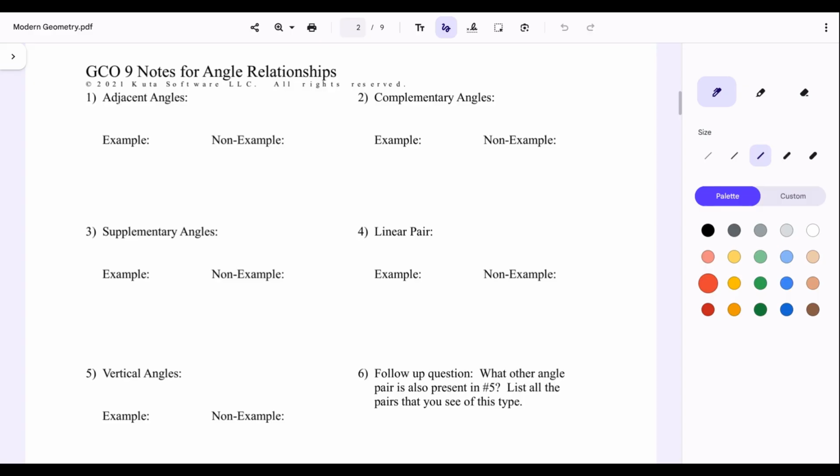If angles are adjacent, they have to do a couple of things. One of those is that they have to share a vertex and they have to share a side. Okay, so I'm going to go ahead and write that down here first. Adjacent angles would be two angles that share a vertex and a side.